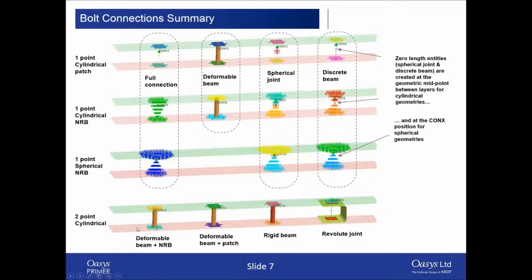Then at the bottom here we have 2-point bolts. So these first 3 rows here are 1 point, so you specify a coordinate where you want to create the bolt, and Primer will automatically determine what's close by. The 2-point is if you want a little bit more control as to where the ends of the bolt are, so maybe slightly longer bolts. And here you can see you specify 1 point for the head of the bolt and 1 point for the tail of the bolt. And then you get, again, rigid patches or nodal rigid bodies at the ends, but then you connect them together with deformable beams or rigid beams or revolute joints or however you want to connect them together.